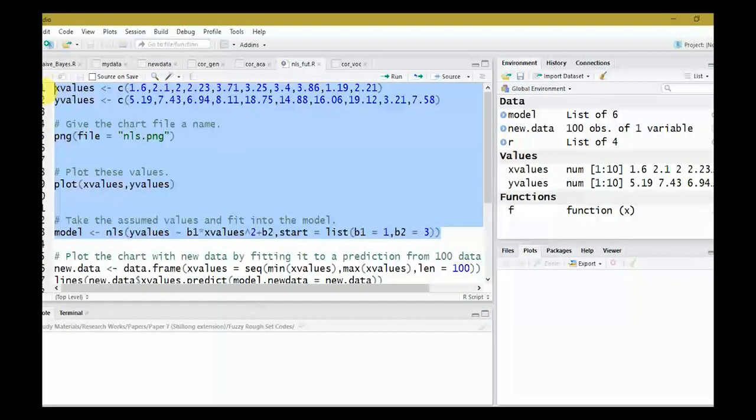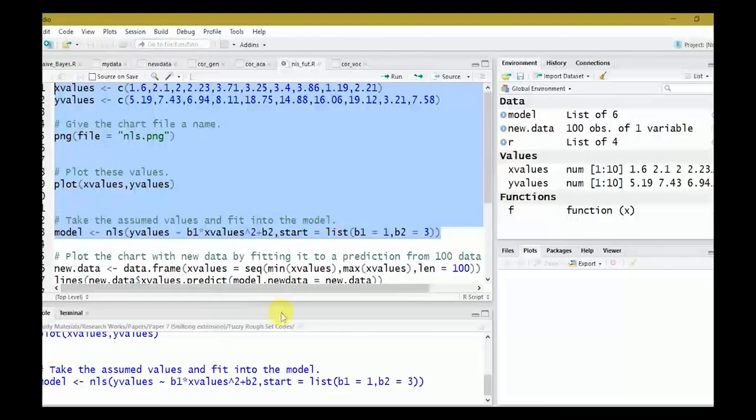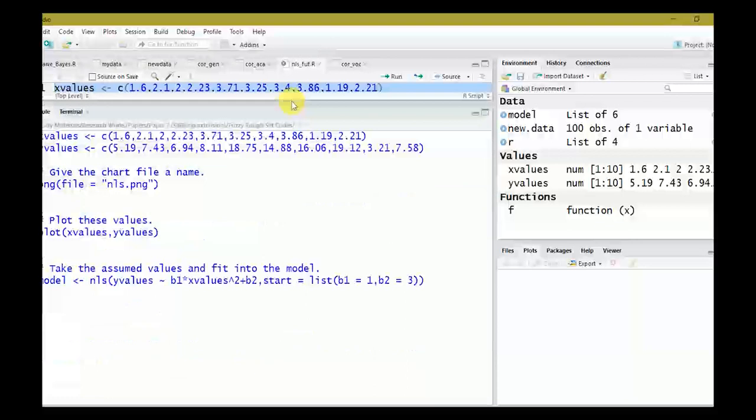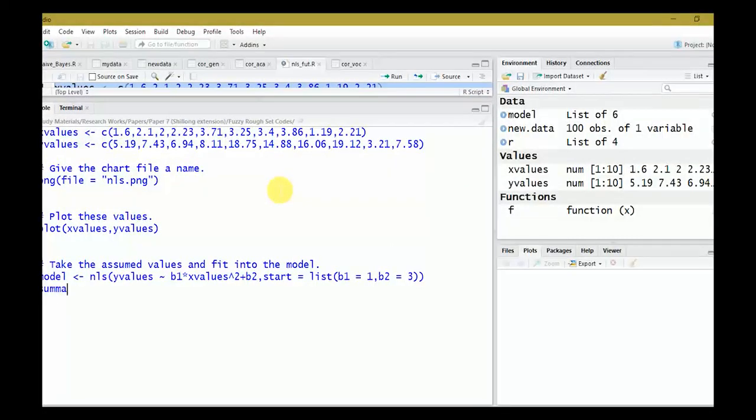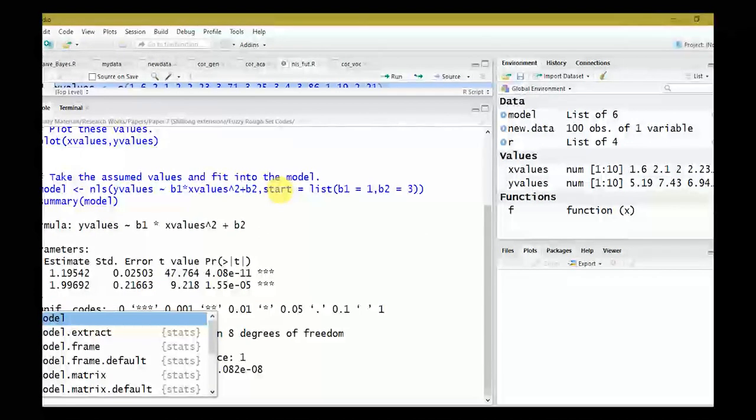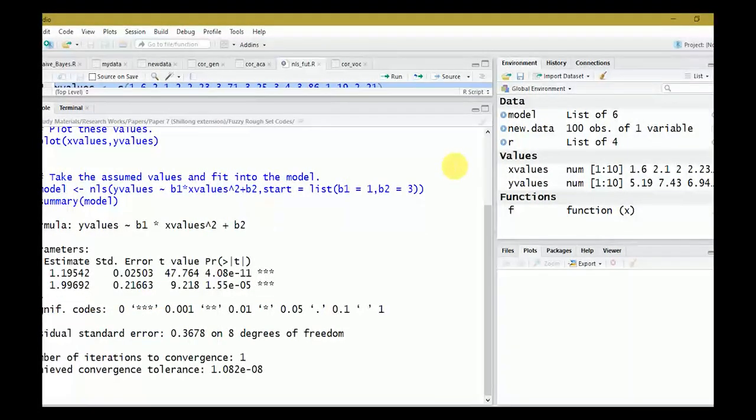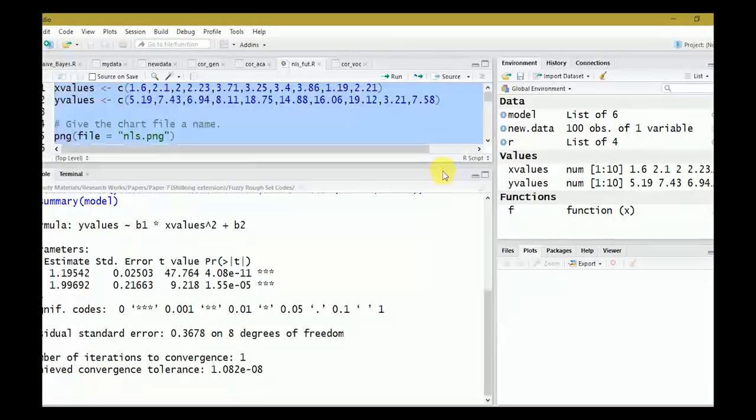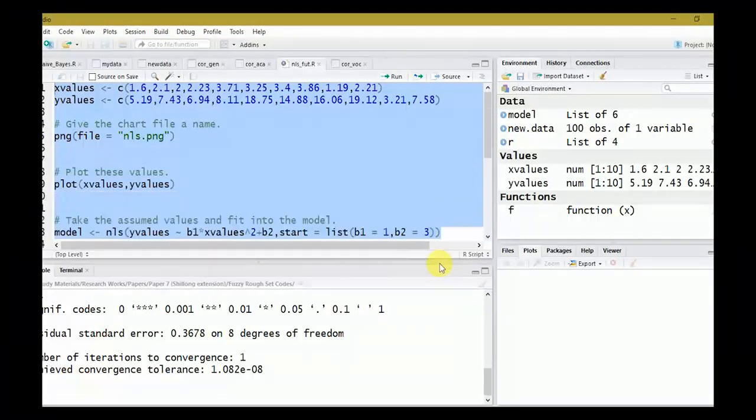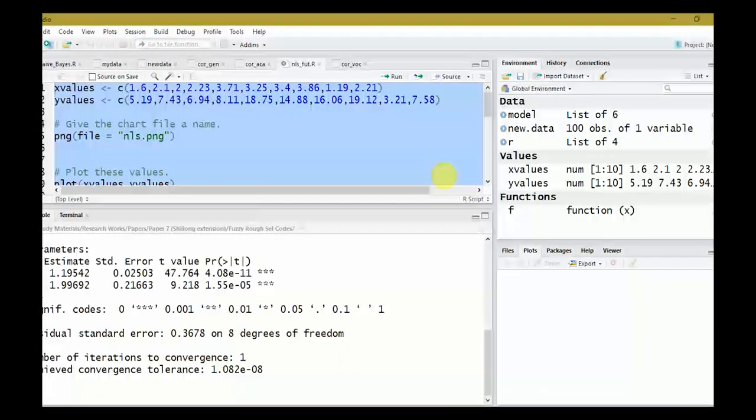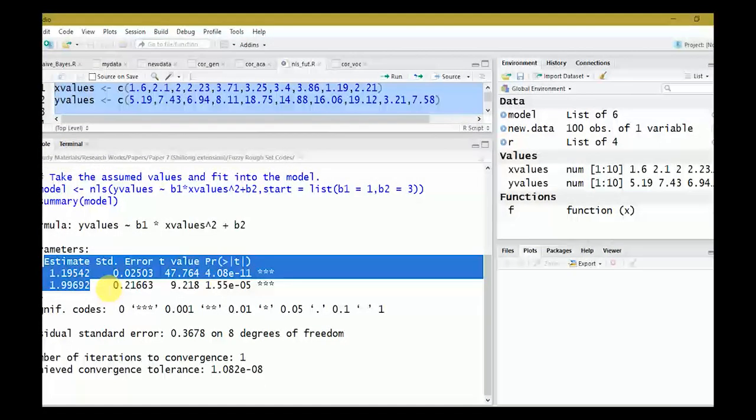Let's run this function and we will find out the model. Now let's print the summary of the model and see the estimated value of b1 is 1.19 and the estimated value of b2 is 1.99. Standard residual error is 0.3678 and it converges within one iteration only.